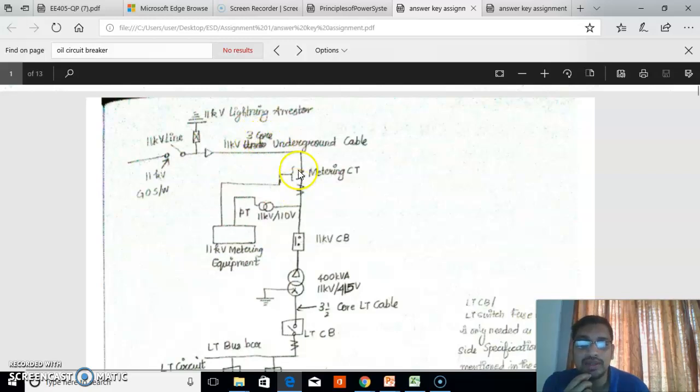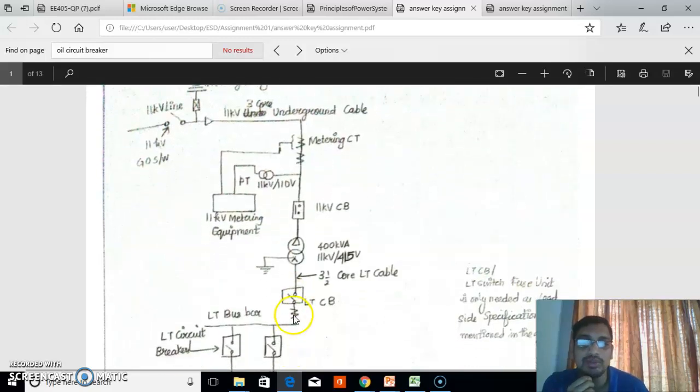Then for metering purposes, we connect CT and PT. This is the PT and this is the CT. These current and voltage measurements are connected to the metering, the energy meter. Then we connect an 11 kV circuit breaker. Then we connect a transformer of 400 kVA, 11 kV/415 volt. The secondary of the transformer is connected to the LT circuit breaker, or low tension circuit breaker. Then we connect a bus bar, and from the bus bar we connect different individual switches. So that is the layout of the indoor substation.